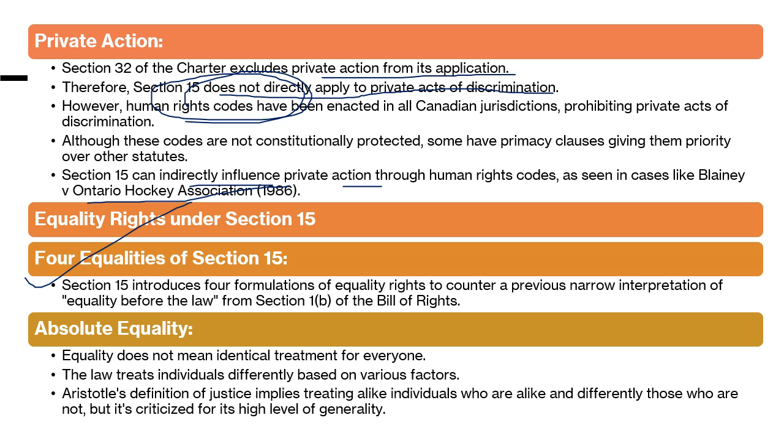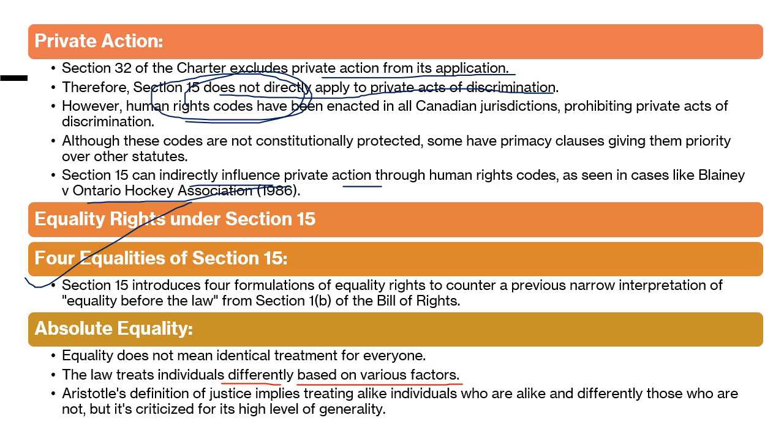So when we categorize this, first we have absolute equality. Absolute equality does not mean that you have to treat everyone equally. It means treat equal as equal, alike as alike. As I told you, you cannot treat a healthy person the same as a physically disabled person. So that is not equality. So law treats every individual differently based on what they need, based on their requirements and factors.